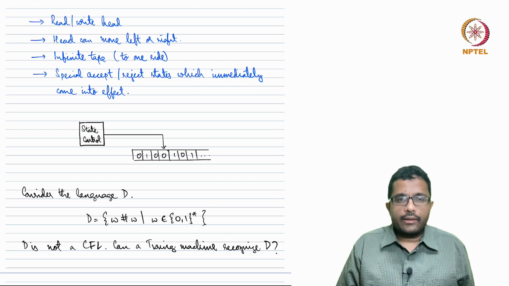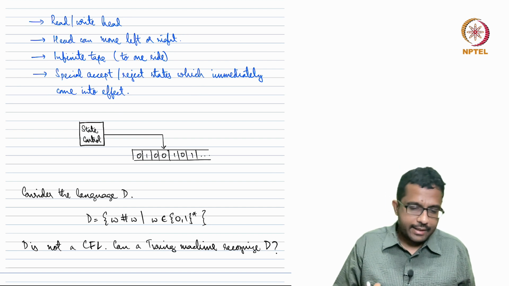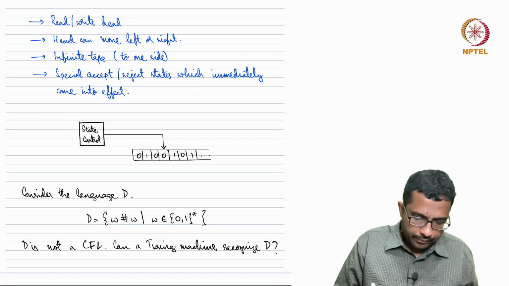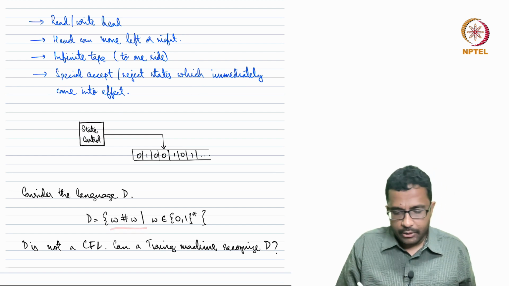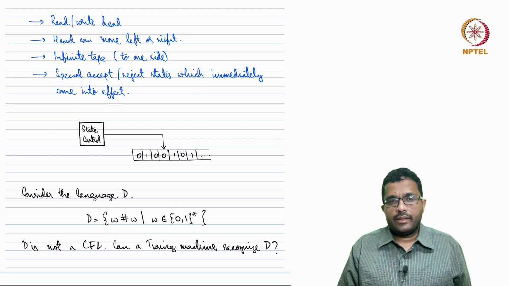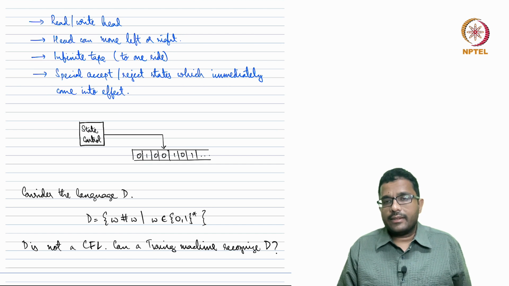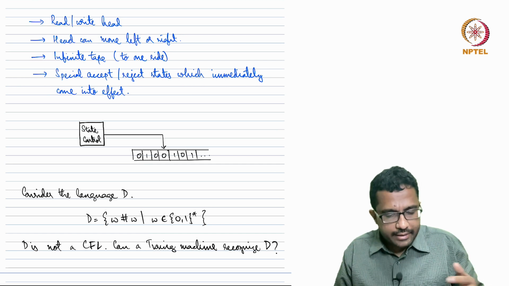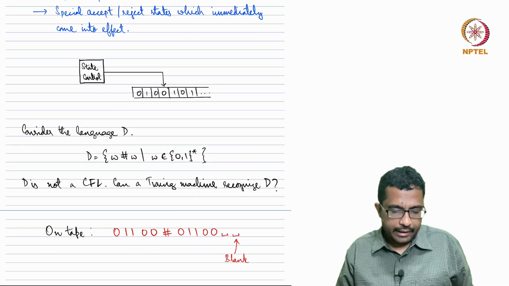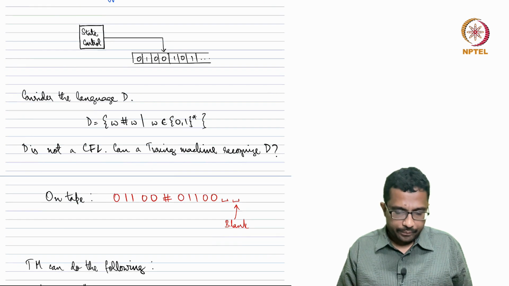At the end of the previous lecture, we mentioned this language, W hash W, where W is a binary string, and we said that it is not a CFL. So now let us try to see how a Turing machine can recognize this string.